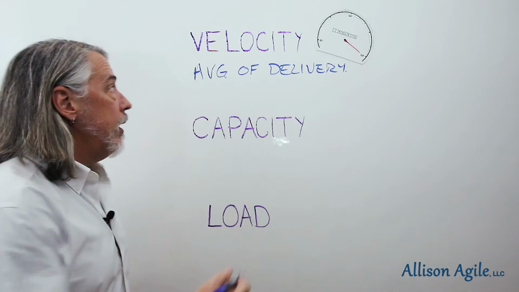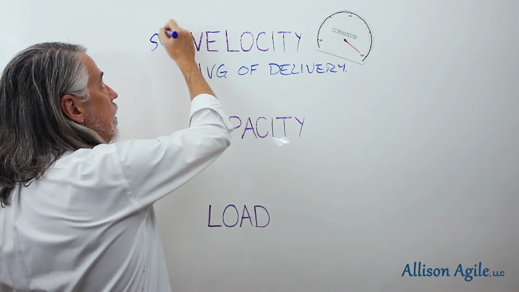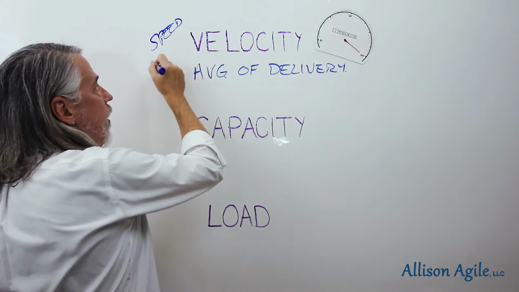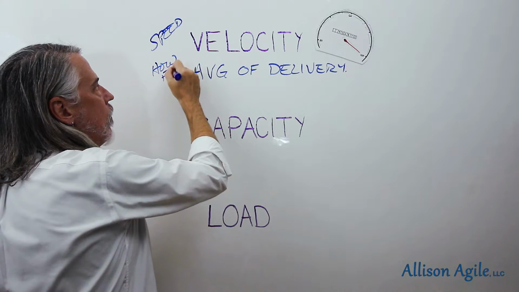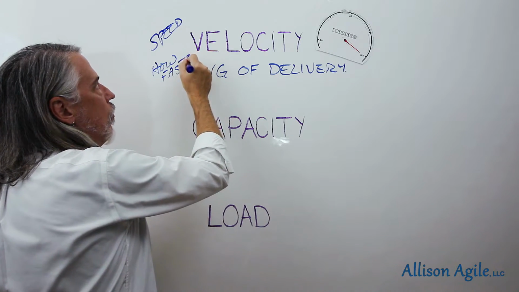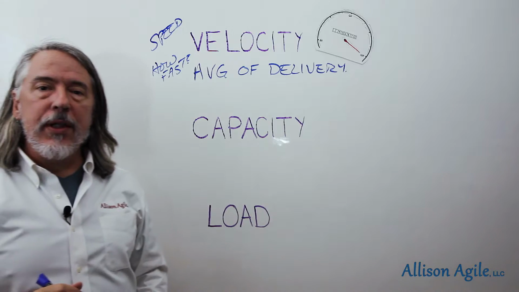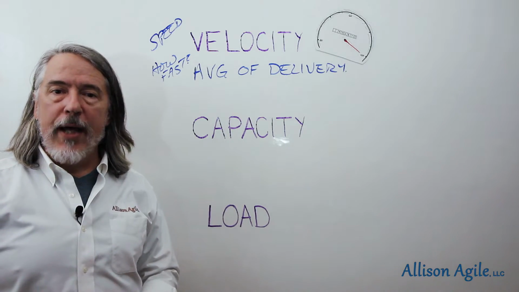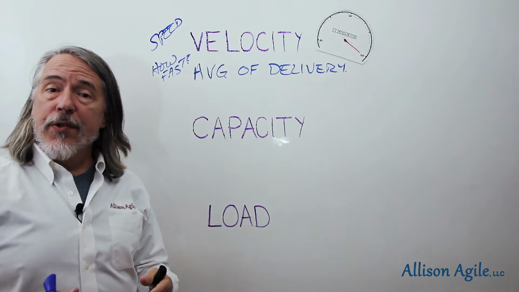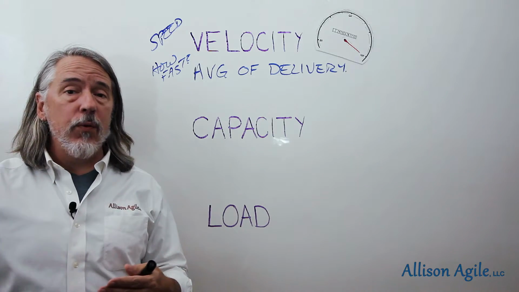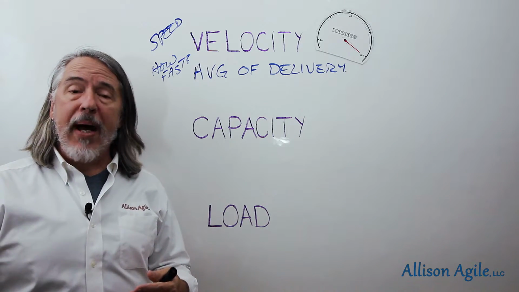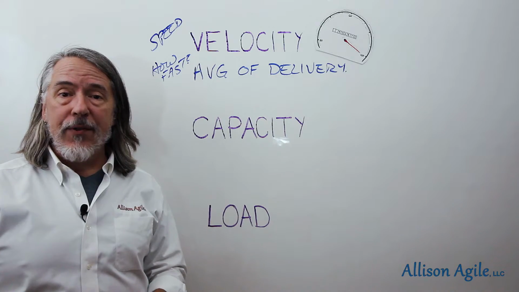Now, obviously, this is all about speed. This is all about how fast. And these are great things to know about your teams. Velocity is what's going to give you that answer. Keep in mind also, velocity is 100% retrospective, and it talks about what happened in the past.